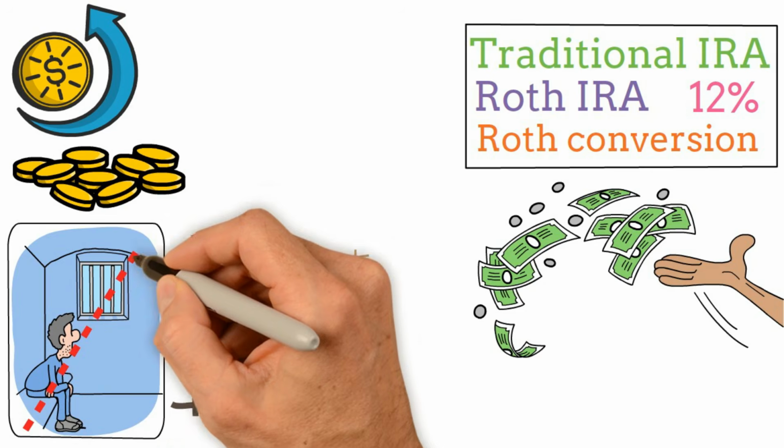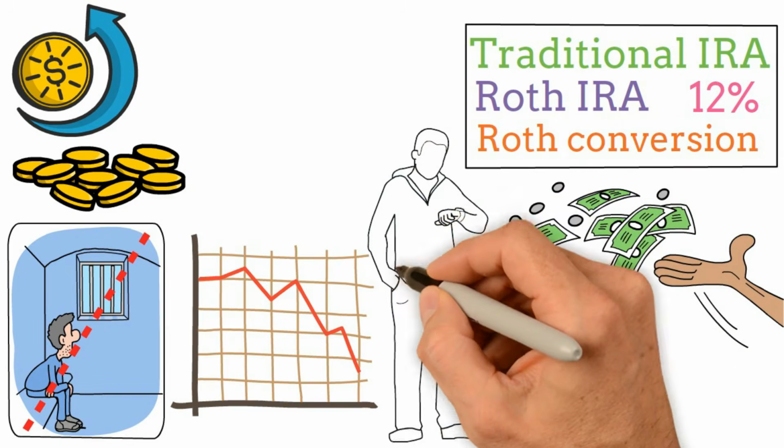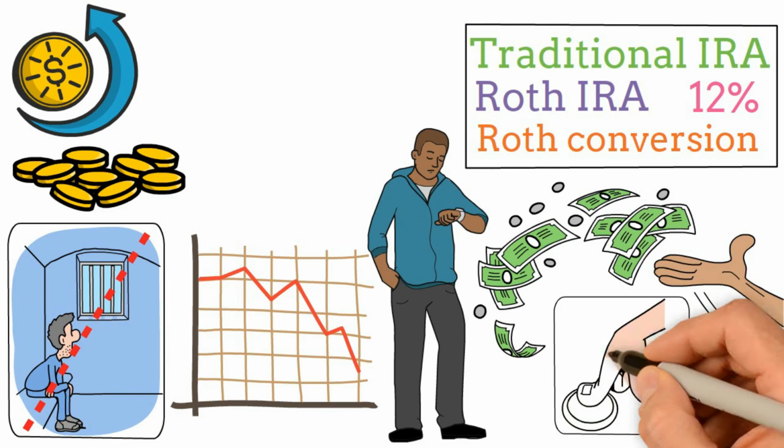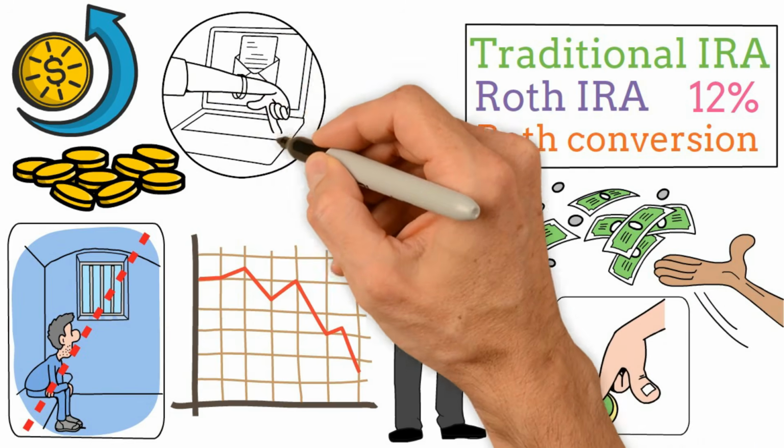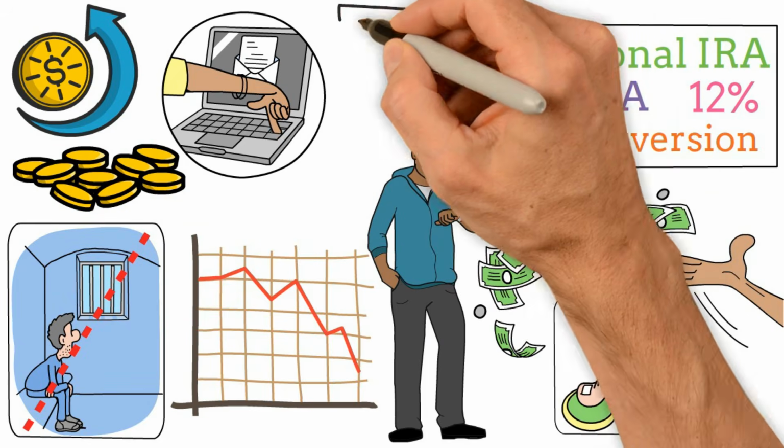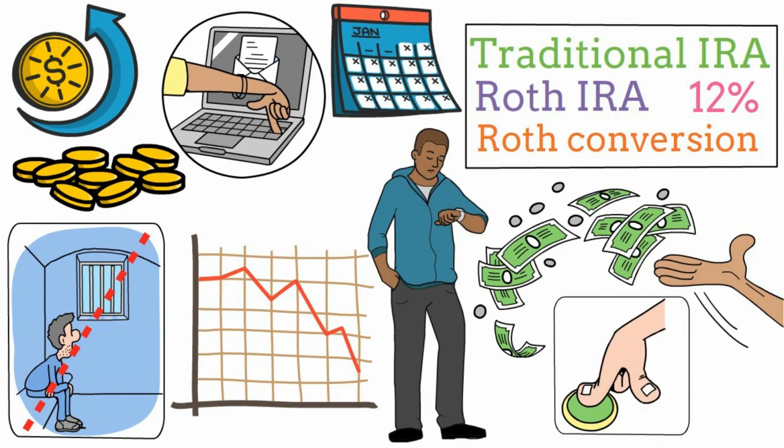Most investors never use this window. They wait too long. When required distributions begin, the government forces withdrawals that push them into higher brackets. Those who act during the low-income years lock in the lowest possible rates for life.